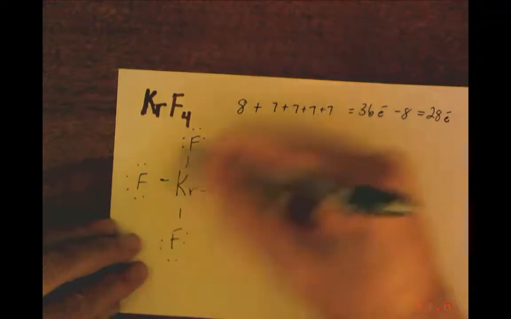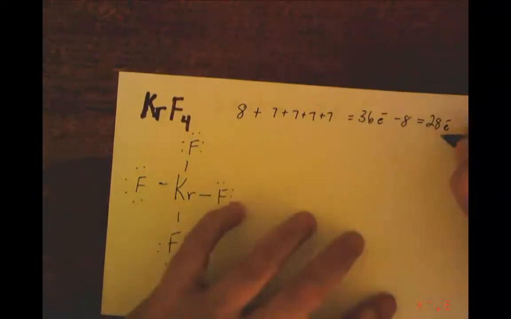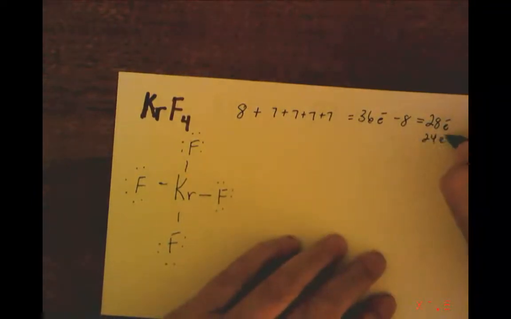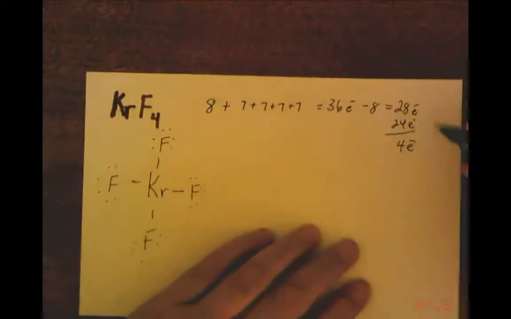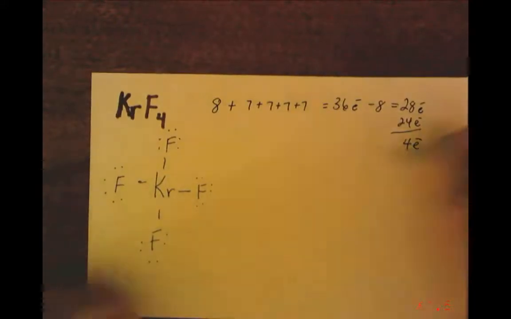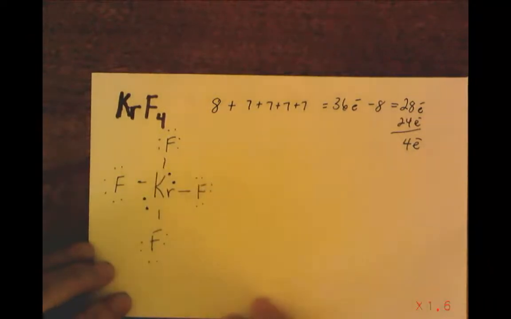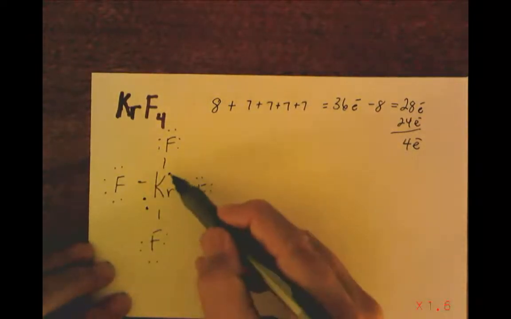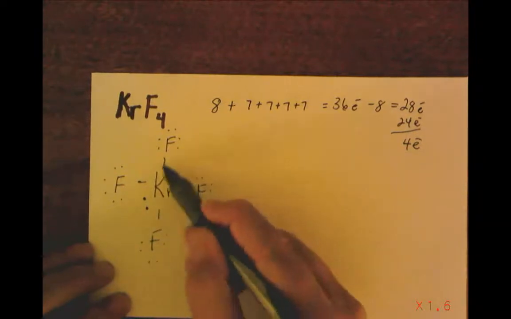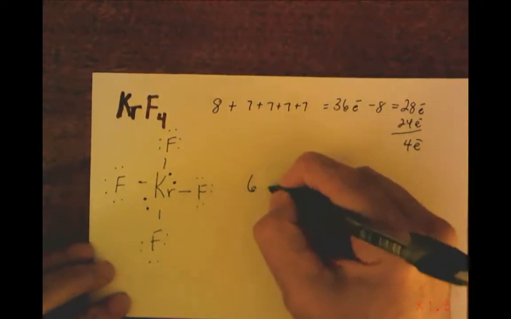So 6 times 4 is 24. So I've got 4 electrons left. Any of the remaining electrons go on the central atom. So there we have it. How many domains? 1, 2, 3, 4, 5, 6. 6 electron domains total.